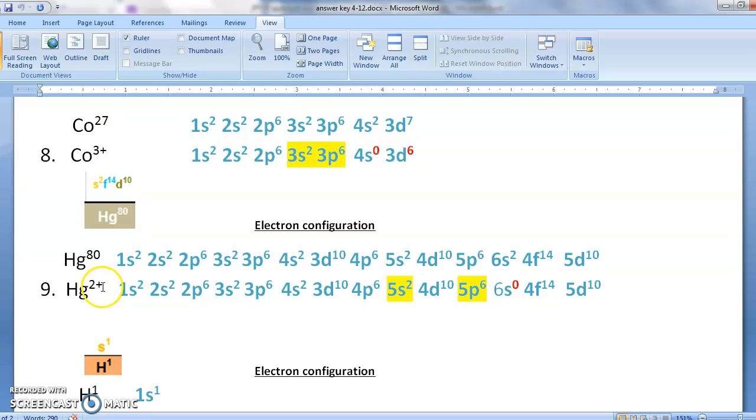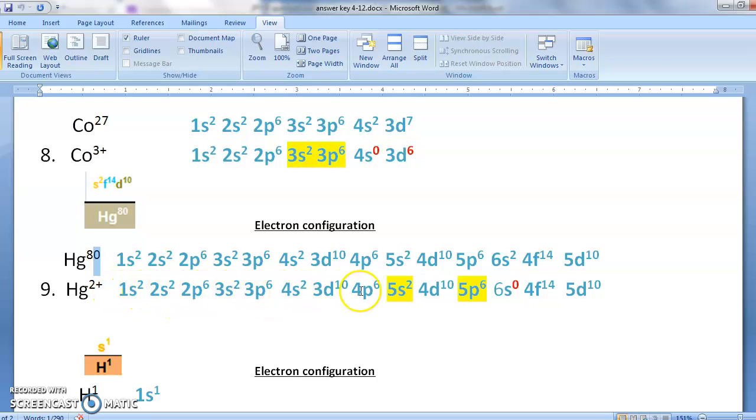We're supposed to do Mercury 2+, which we would actually call the Mercury 2 ion. I need to remove 2 electrons. 2+ means you have lost 2 electrons. I would have 80 protons and only 78 electrons. I should have 2 more positives than the negative electrons. Where do we remove them from? The valence. The valence is my biggest number.